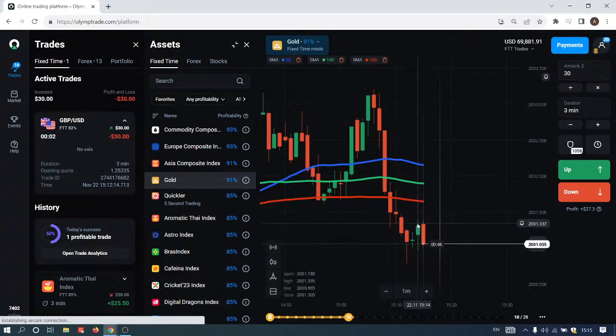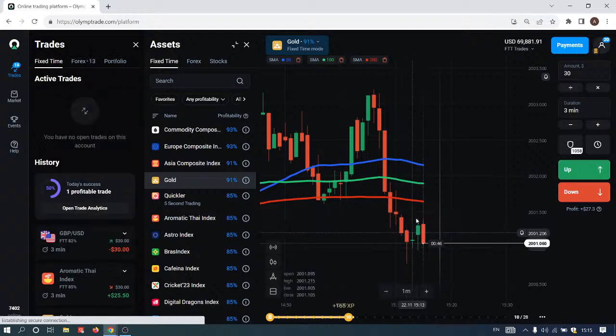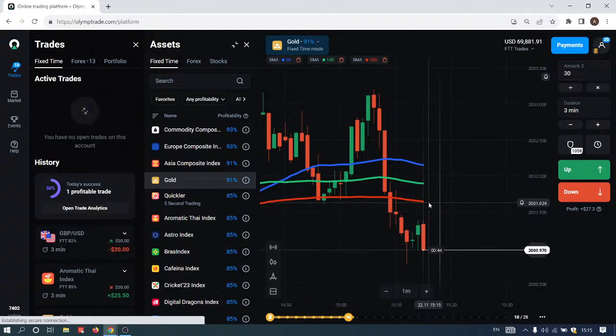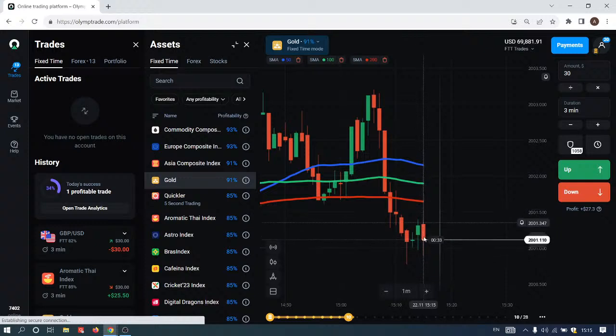It'll be this kind of reversal pattern, and this 200 SMA used to act as a resistance level, and now it currently acts as a support level. Or another option would be to place a pending order.